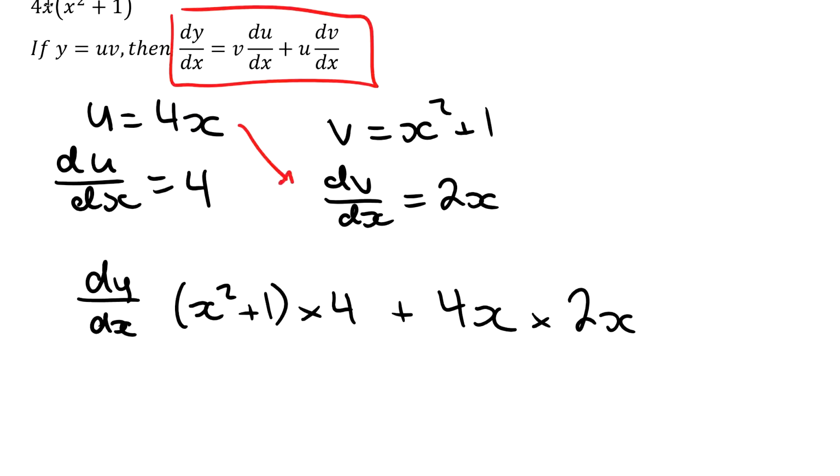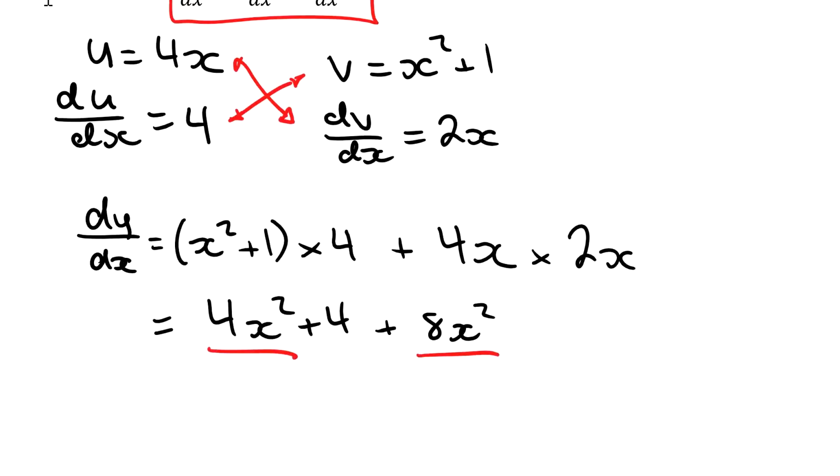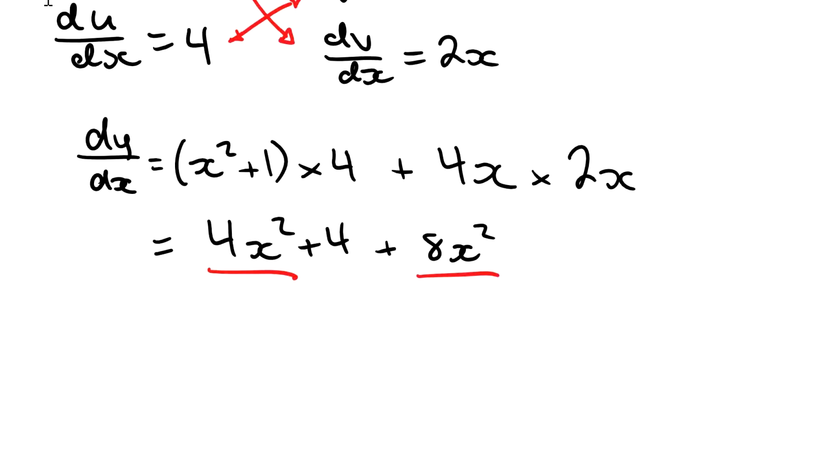Essentially, it looks like we're multiplying in a cross method here. So we're left with 4x squared plus 4, plus 8x squared. Look for your like terms, which are both our x squareds here. So 12x squared plus 4.